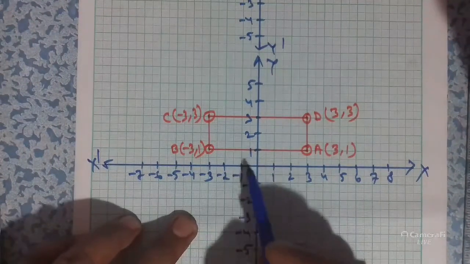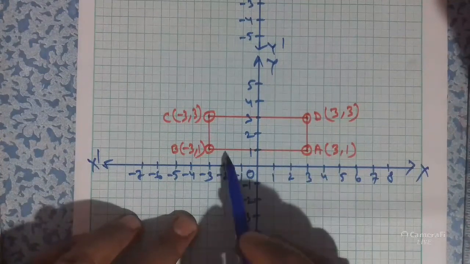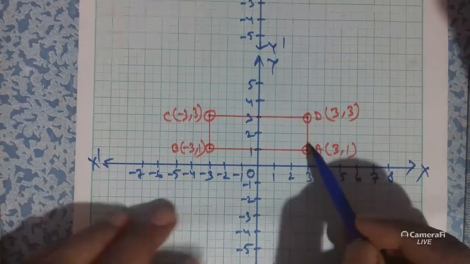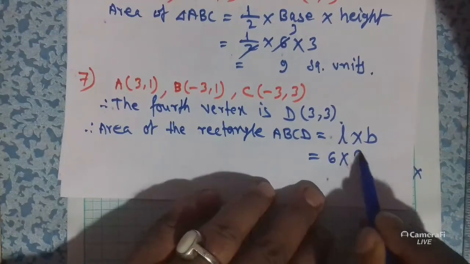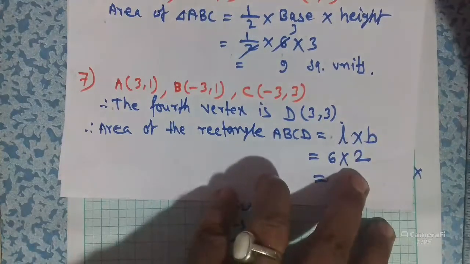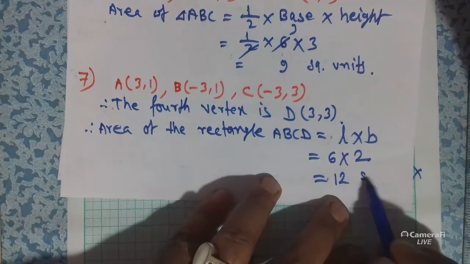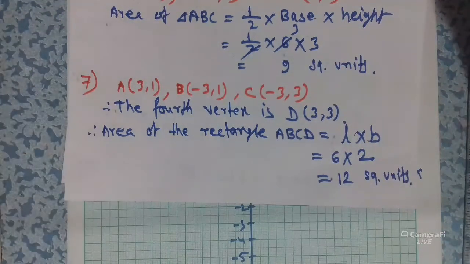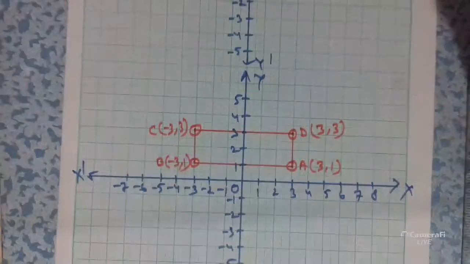Here what is the length and breadth? So length is 1, 2, 3, 4, 5, 6 units and breadth is 2 units. So here we have to multiply 6 with 2 because length is 6 units and breadth is 2 units. So 6 into 2 is 12 square units. So the area of the rectangle is 12 square units. So I hope all of you understood, students.